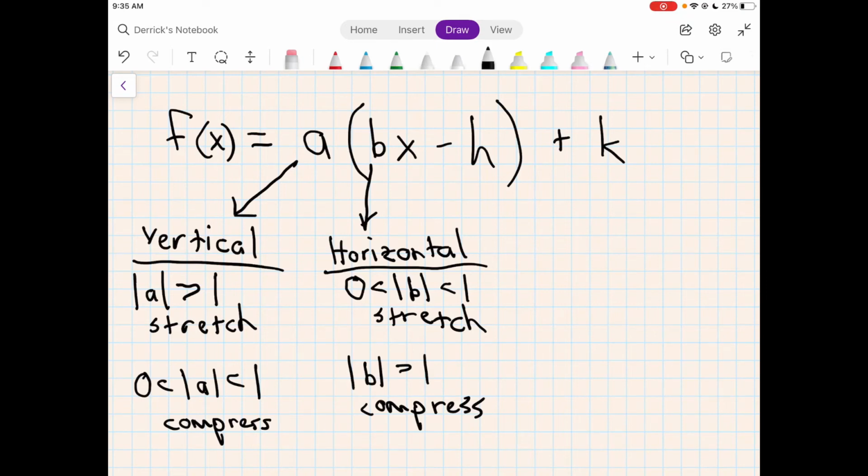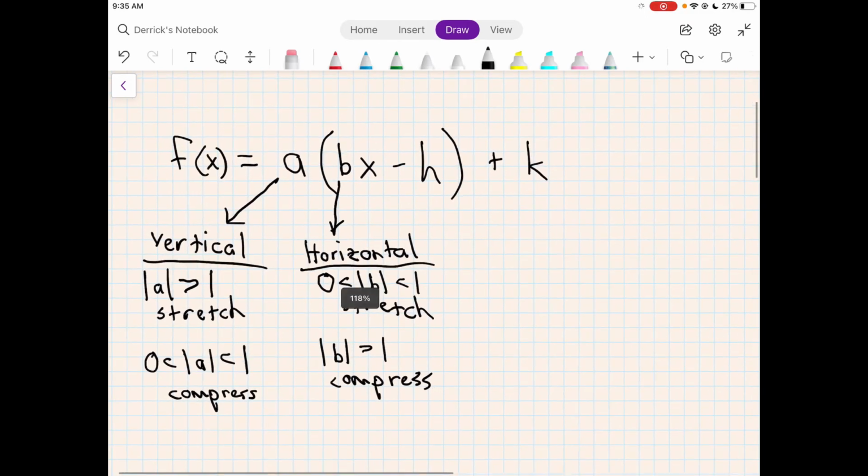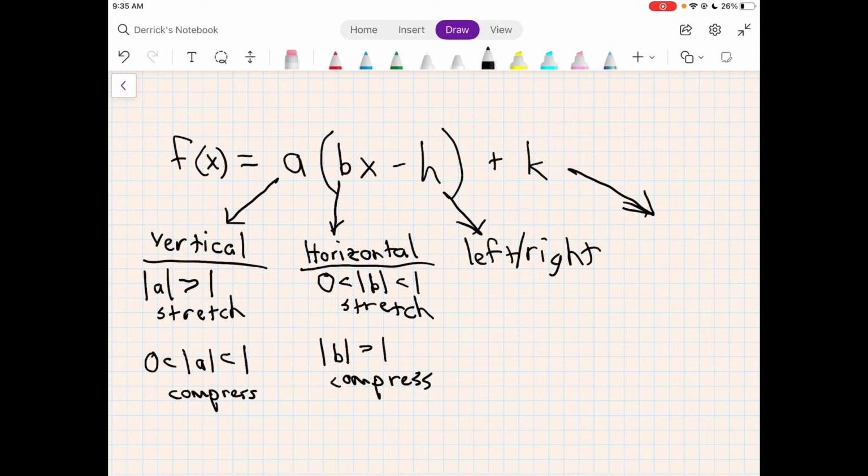Moving on, let's look at H and K. H and K are going to represent your left, right, up, down shifts, your left, right, up, down transformations. Your K value is going to designate your up and down, and your H value is going to be your left and right. Meaning if you have a number being added or subtracted to X inside the parentheses, then that's your left and right shift. If there's a number being added or subtracted to the equation but outside the parentheses, that's your K value, and it's your up and down shift.